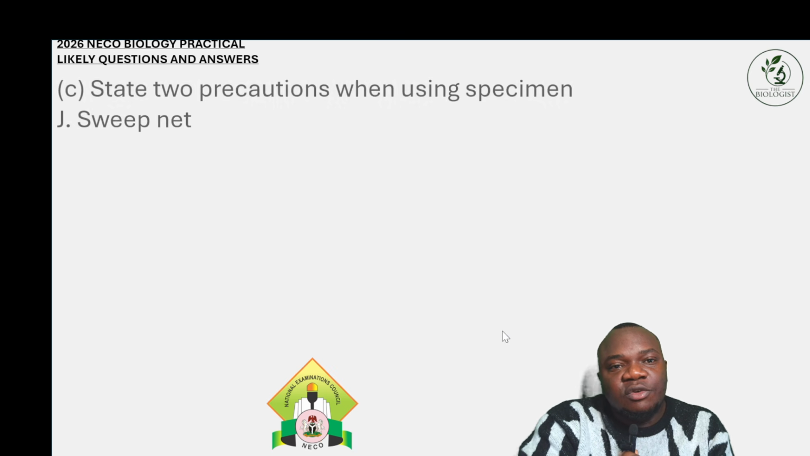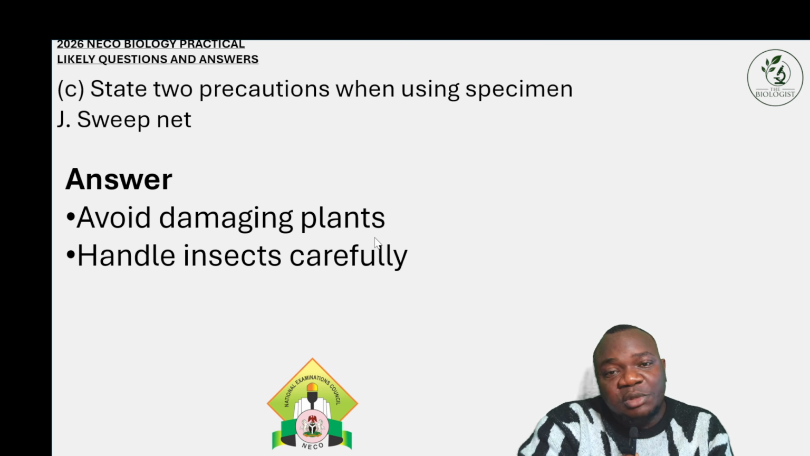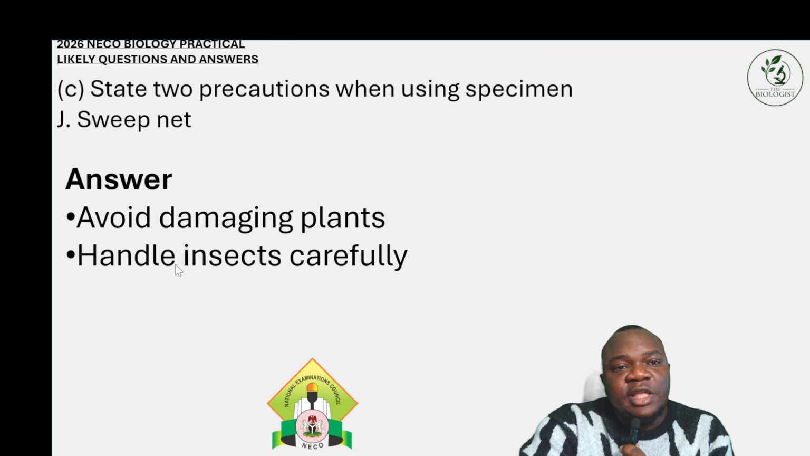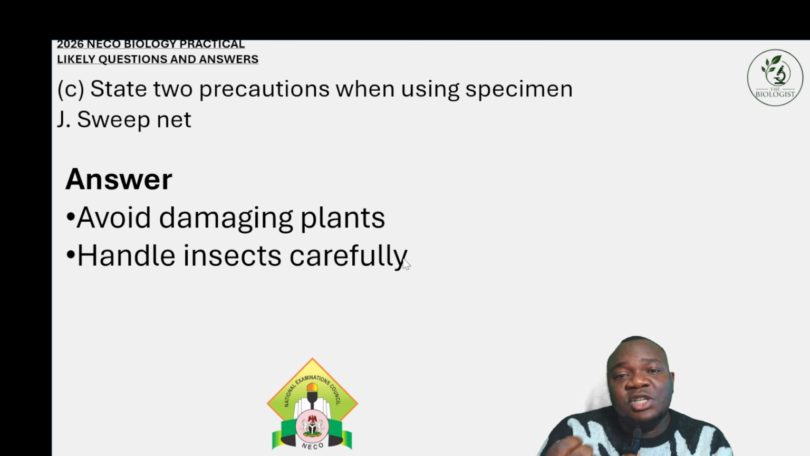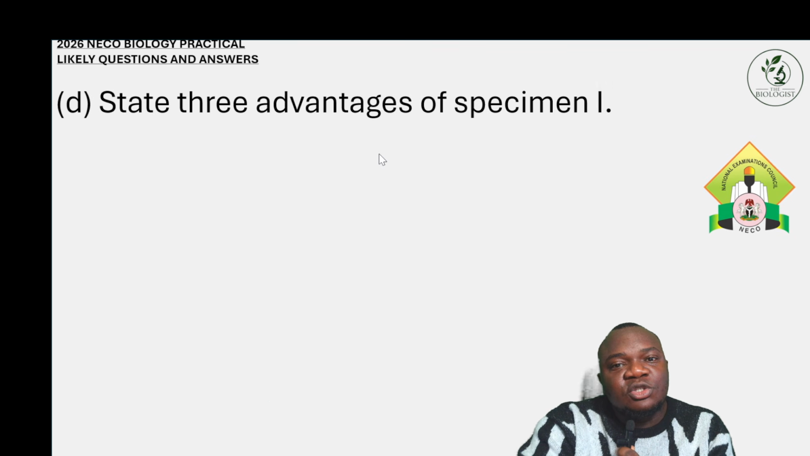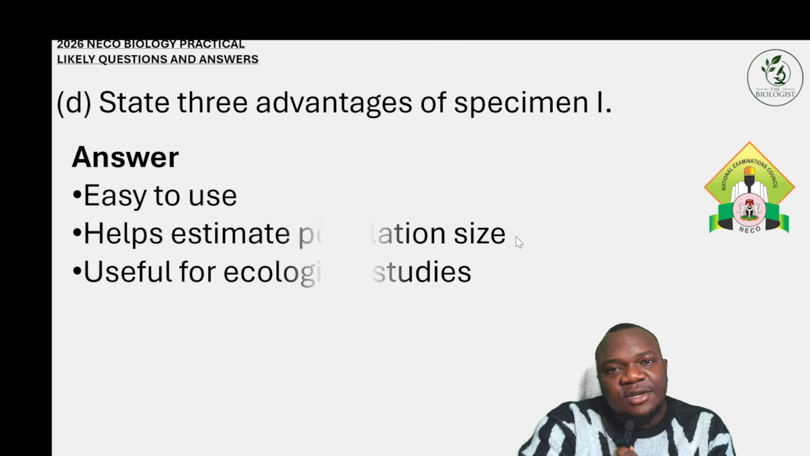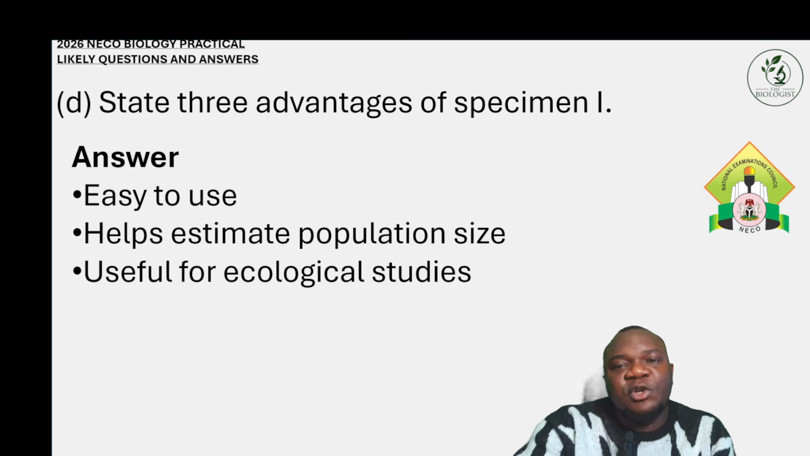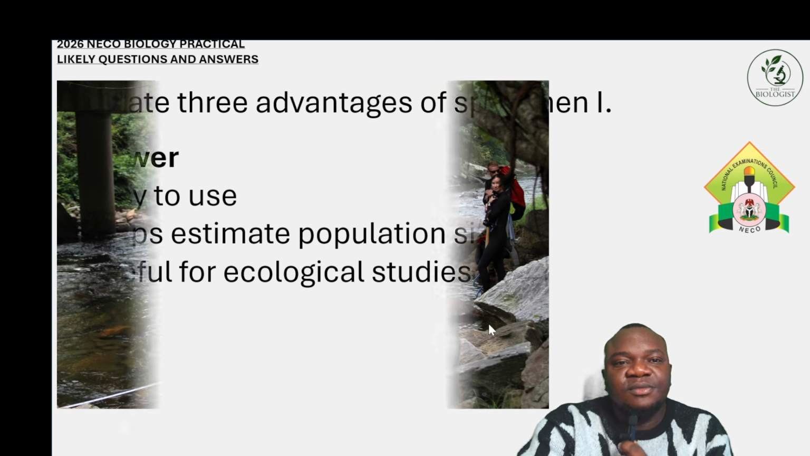Okay. All right. So state precaution when using specimen J, the sweep net. So you avoid damaging the plant because you're going to the forested region, so you have to be careful so you won't damage your plant. Then you have to handle insects carefully because insects are very fragile, you can easily kill them. Okay. So state three advantages of specimen I. All right. So easy to use, it helps estimate. Specimen I is the quadrant, helps estimate population size. Then it's useful for ecological studies, very, very important for population studies in ecology.